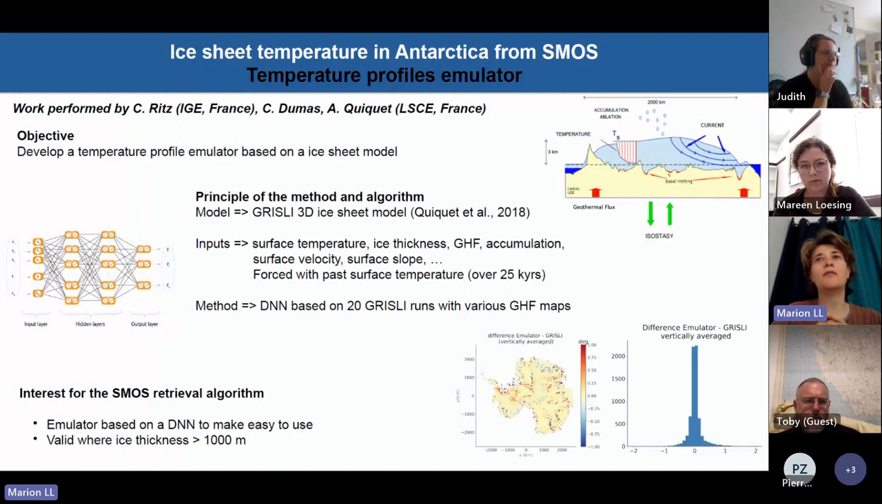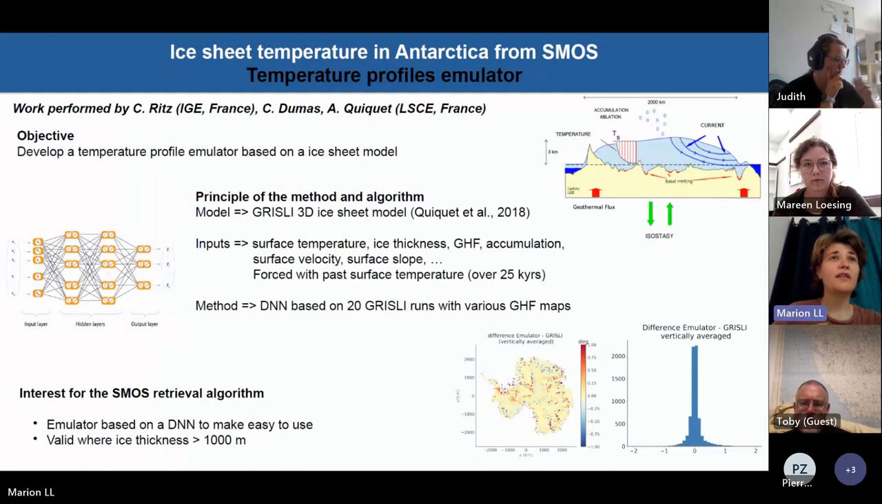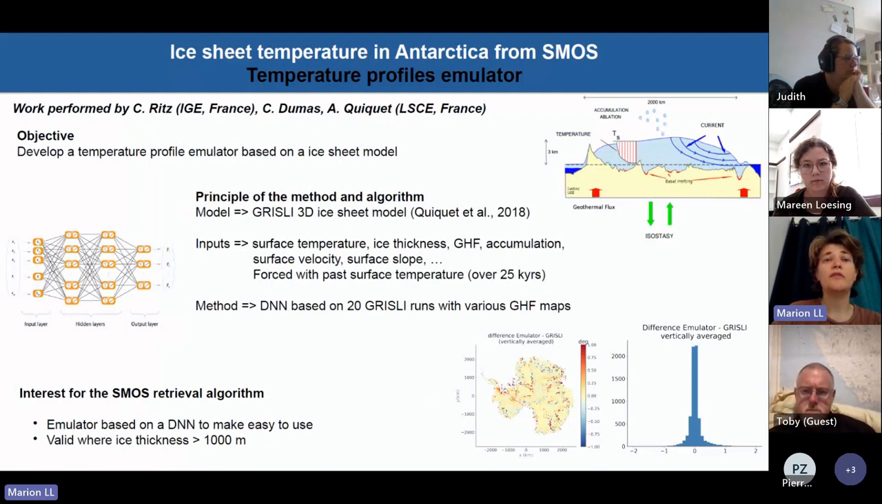So here I present to you the temperature profile emulator. The objective is, when we need a temperature profile, not to run the whole ice sheet model each time, but to find an easier way to use it. For that, we developed a temperature profile emulator based on a neural network. This emulator is based on the Grizzly three-dimensional ice sheet model and takes as an input surface temperature, ice thickness, geothermal flux, accumulation, etc.